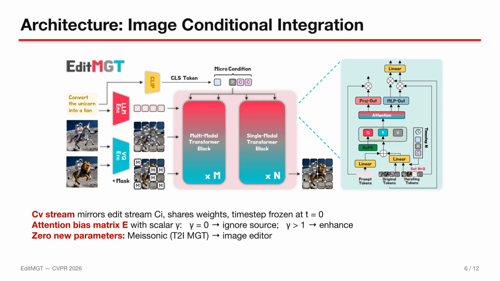For the architecture, we feed the original image as a second token stream C_V, mirroring the editing stream C_I. They share weights, but C_V's timestep is frozen at 0. The streams interact through an attention bias controlled by a scalar gamma. 0 ignores the source. Greater than 1 strengthens it. This turns a text-to-image MGT into an editor with 0 new parameters.